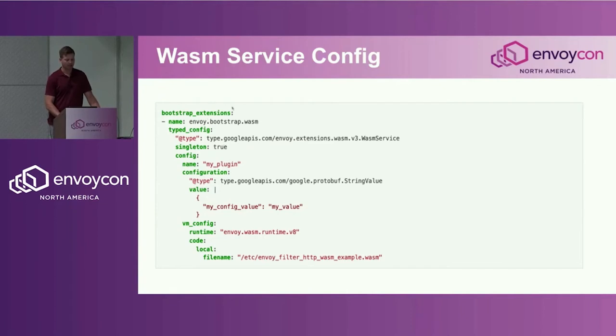You see that all of the Wasm service configuration is done inside the bootstrap extensions. There are really two key areas of this configuration. There's configuration of the VM itself, and you see here where we're specifying the V8 runtime. Again, the V8 runtime is the default runtime for Envoy. And we specify where that module exists. Along with this other configuration, the my config value and my value key-value pair, this is a configuration that you actually pass into the module itself. I'll show an example of that in my demonstration.